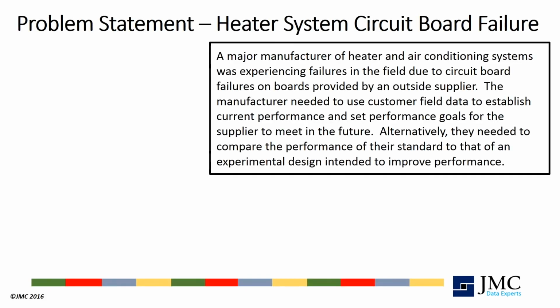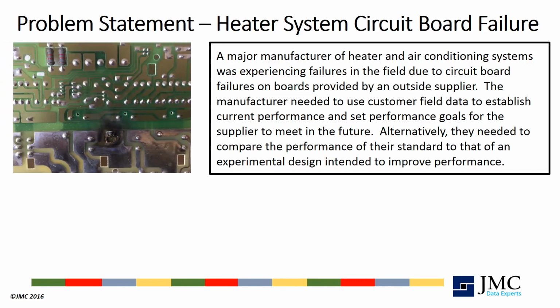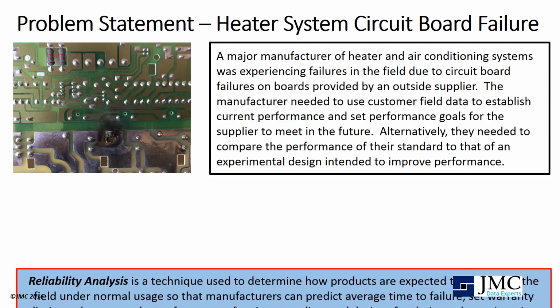Controller circuit board failures were causing customer complaints for a major manufacturer of residential heating and air conditioning systems. The manufacturer had field data for their supplier's standard board and an experimental board design that would potentially improve performance. The manufacturer needed to use the data available to establish the time to failure performance of the current board and compare it to that of the experimental design.